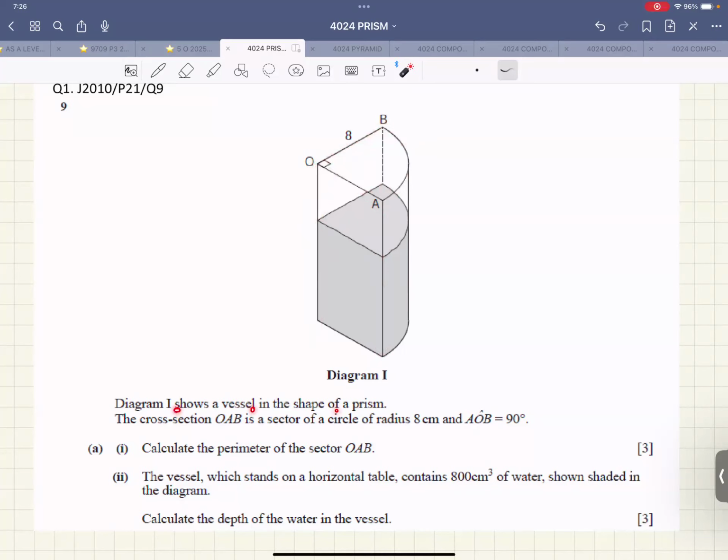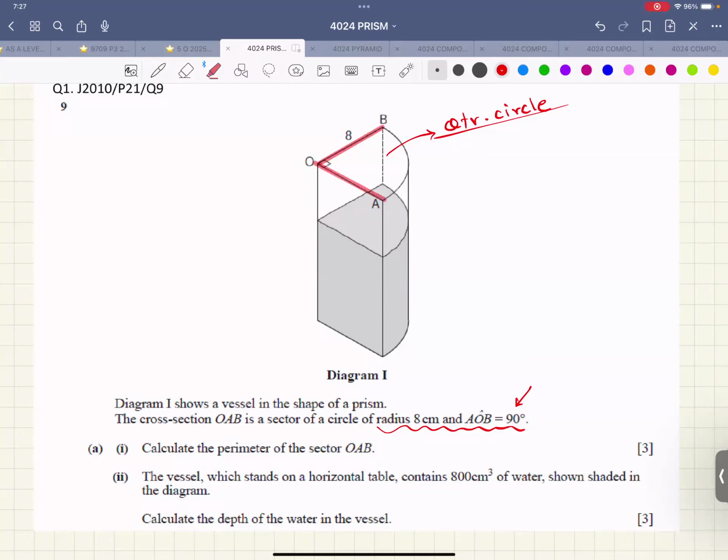Diagram 1 shows a vessel in the shape of a prism. The cross section is a sector of a circle, radius 8, AOB is 90. In other words, this is a quarter circle. So this face is a quarter circle. A quarter circle can be thought of as a sector in which the angle is 90 degrees. Calculate the perimeter of sector OAB. So for perimeter, I need OB 8, OA 8, plus this arc length, whatever the formula is, theta over 360 into 2 pi r, or 1/4 of 2 pi r, it's the same thing.